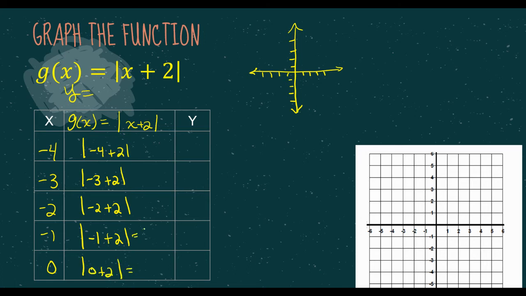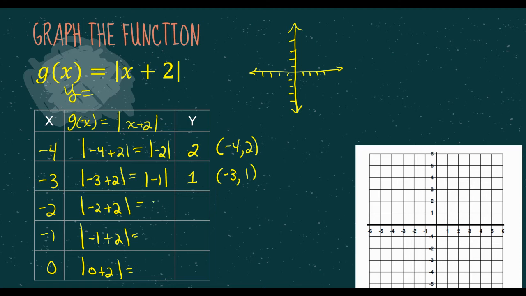So what are the absolute values of those amounts, right? So if you do the math on the inside, -4 plus 2 is the absolute value of -2, and that comes out to be a positive 2. So it's negative 4, 2. The next one is negative 3 plus 2. That's the absolute value of negative 1. That would be a positive 1. So we're going to graph negative 3, 1.